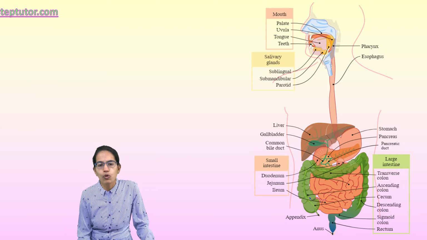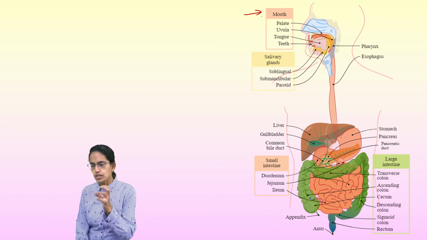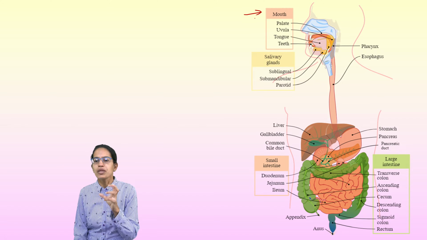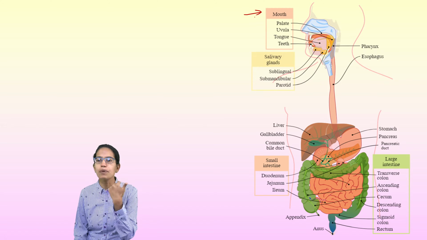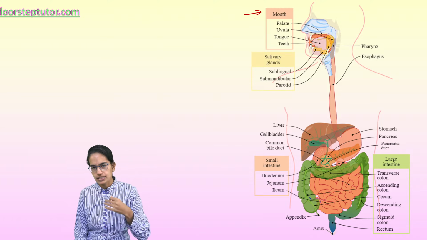To begin with, the whole process begins in the mouth. The opening of the buccal cavity is the mouth. This is where the food is chewed, softened and mixed with saliva. Now, saliva comes through three pairs of salivary glands which are present in the mouth. We'll talk about the digestive glands in a while. We'll first understand the process.